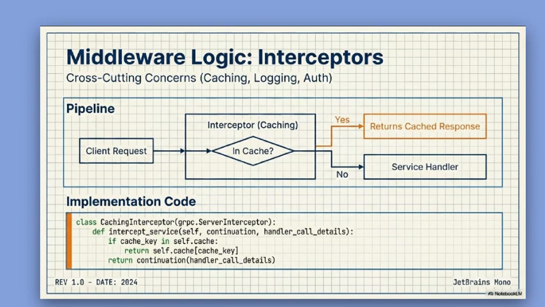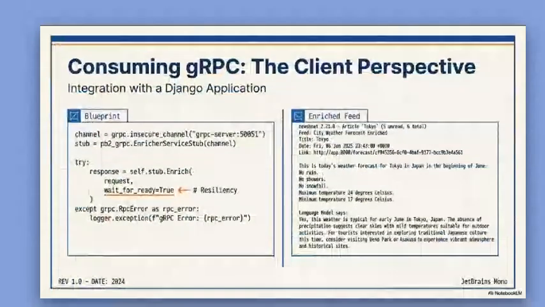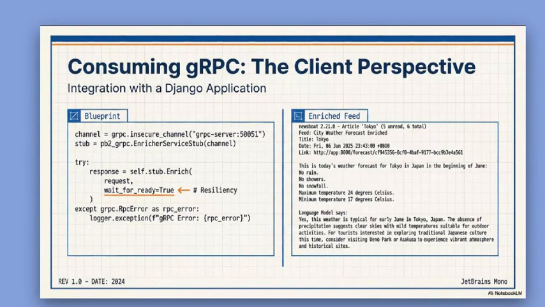Let's shift gears to how this actually gets used. We're looking at the client perspective. It's being integrated into a Django app to show a weather forecast. Right. And we see the enriched feed showing the Tokyo weather. But look at the code. There's a flag highlighted there. Wait for ready. Sure. The slide calls that a resiliency feature.